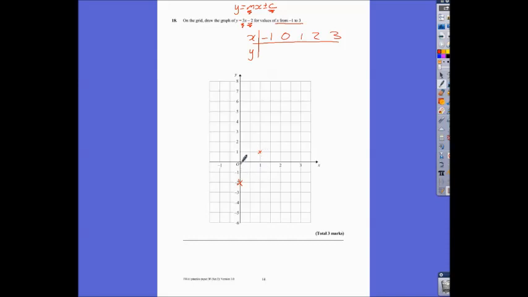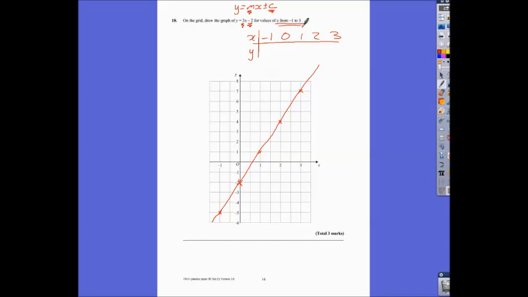So I've actually gone up 3 there. 1 across is 3 up, 1 across is 3 up. And again in this direction, 1 across would be 3 down. Just got to be careful with the scale. Now we will join that up with a ruler. And you can see that my line goes past -1 and it goes past 3, so that satisfies this.